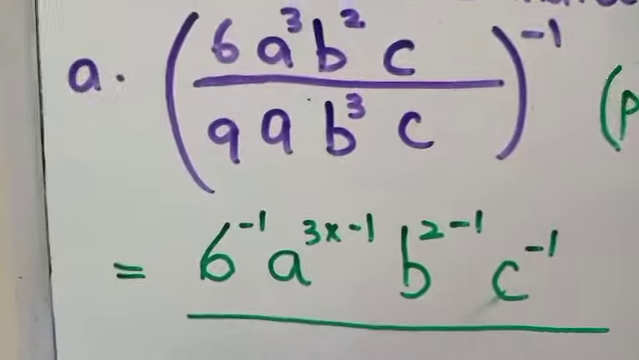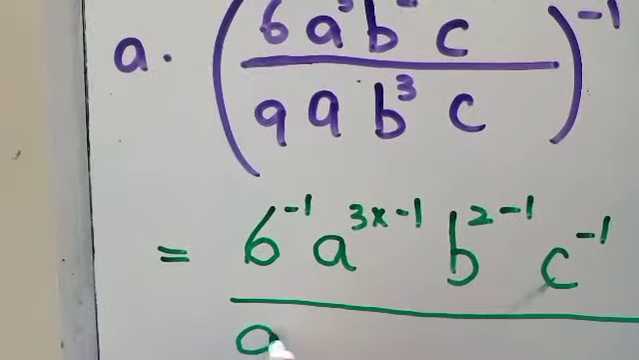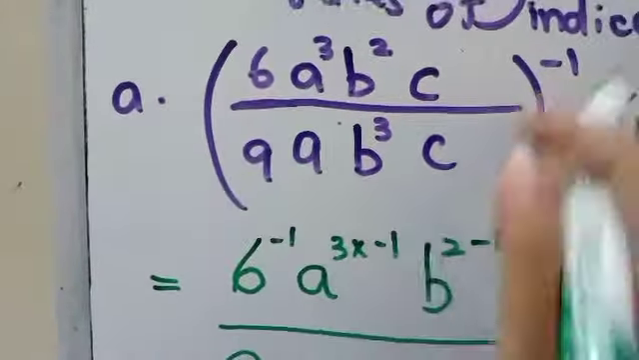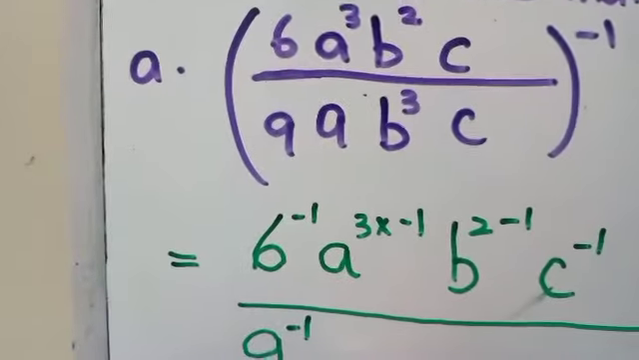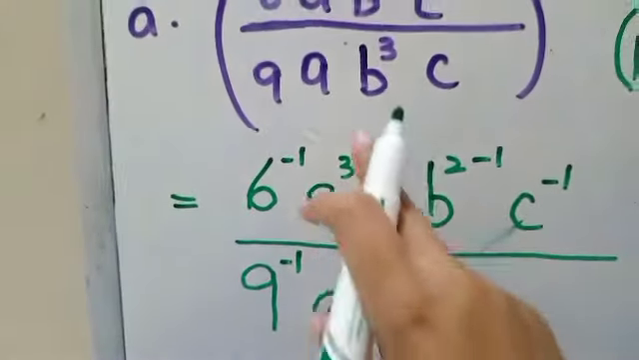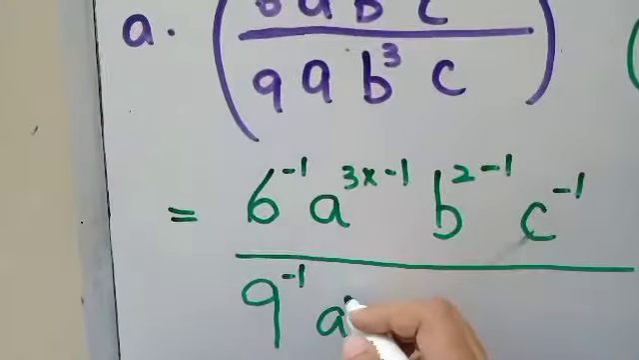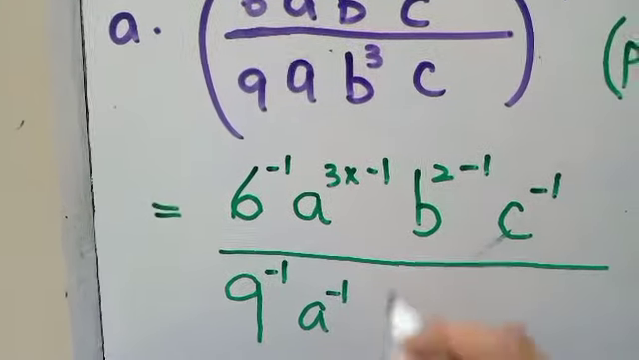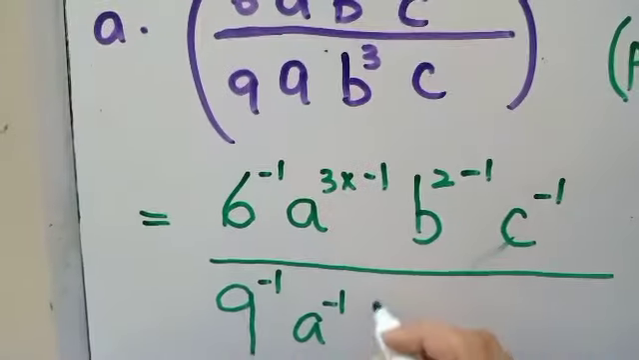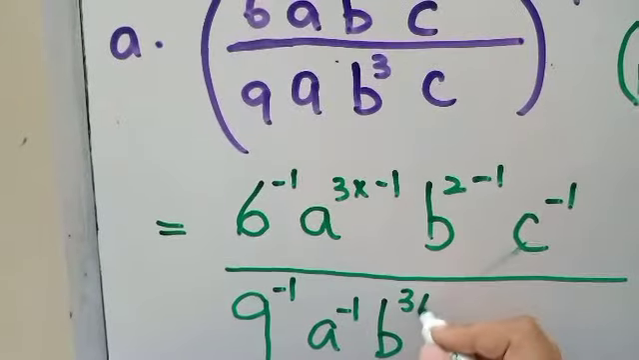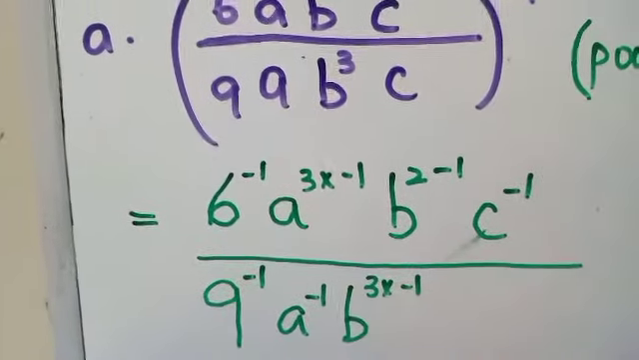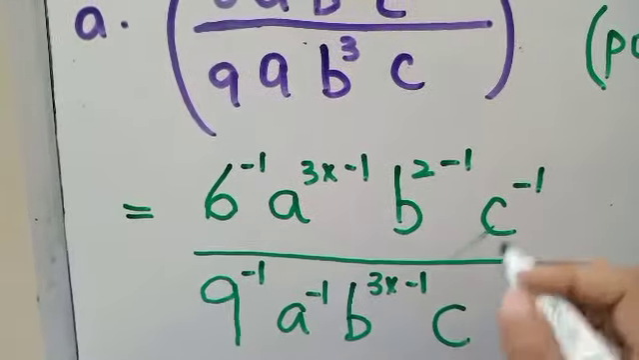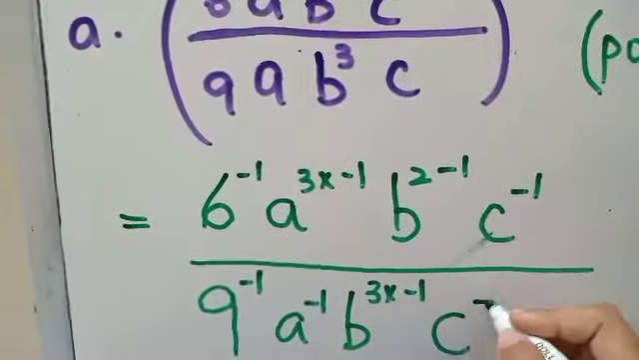Now solve for the denominators as well. No power, so it will come minus 1. A. No power, 1 multiplied by minus 1 gives me minus 1. B. Cube is given here, multiplied by minus 1. C. No power, it will come minus 1.